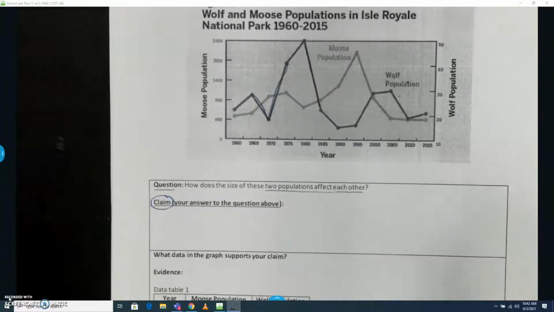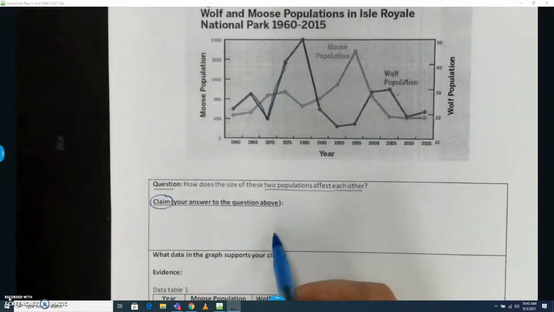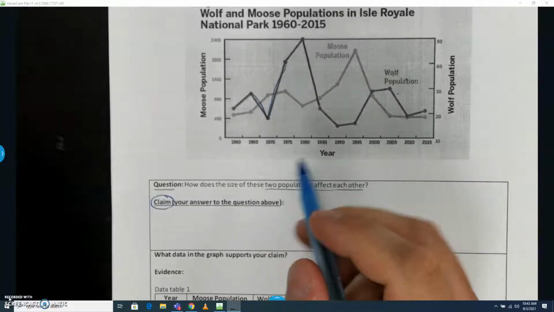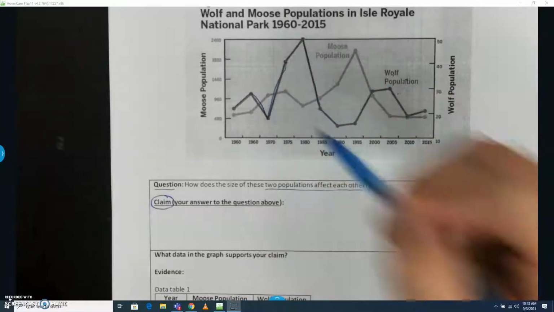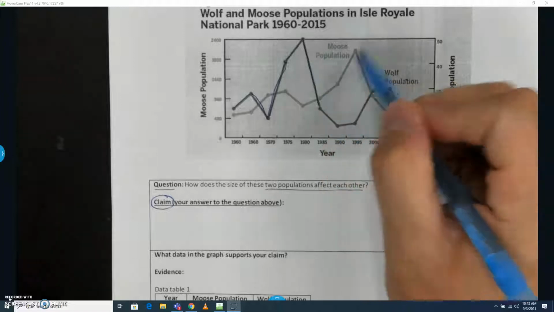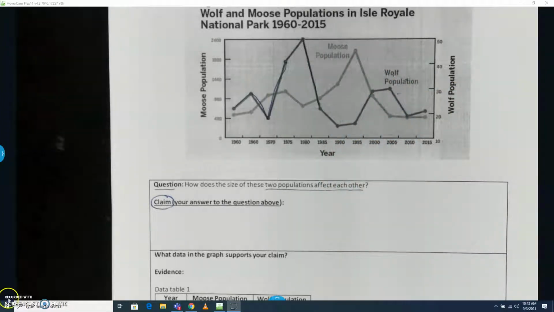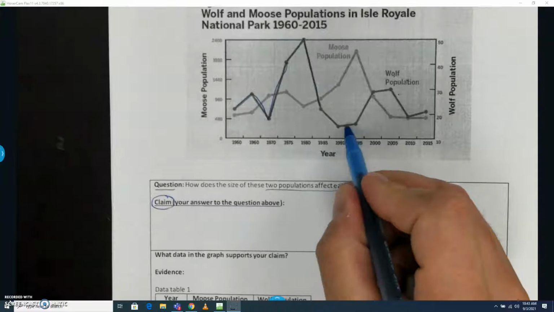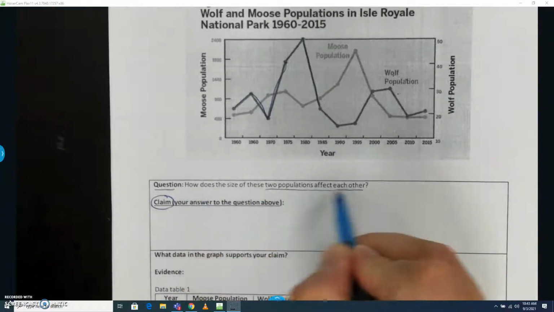So going back to our claim down here, I see two things going on. When this goes up, this goes down, and then when this goes down, that goes up. And that's exactly my answer to this question. How do they affect one another?